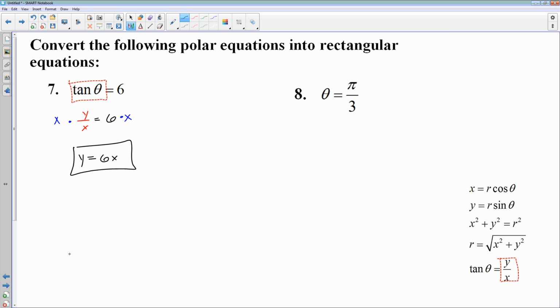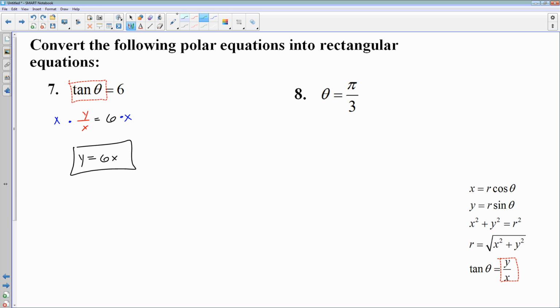Good. And remember the last one, theta equals pi over 3. Well, there's nothing that really has theta by itself. We have a whole bunch of things. I've got r cosine theta, I have r sine theta, I have this tangent theta equals y over x. This one on the bottom is kind of the cleanest of the things that have a theta. The reason I don't want to use these first 3 is because these all have an r, and there is no r in this equation. So I'm going to see what I can do with tangent theta.